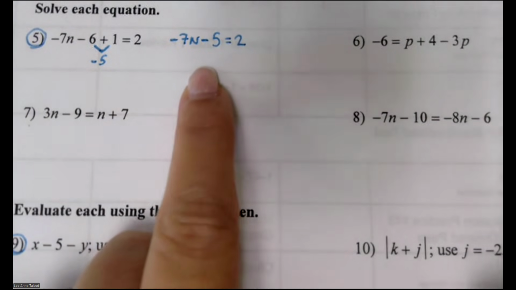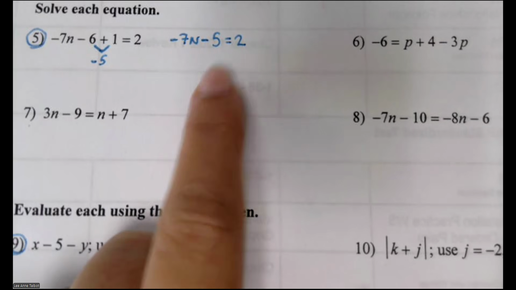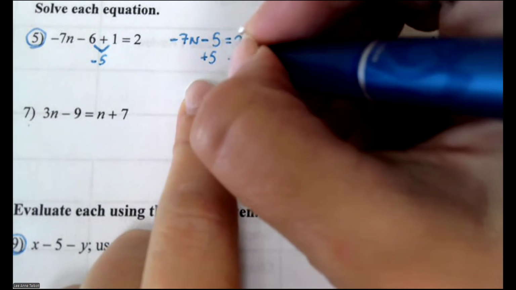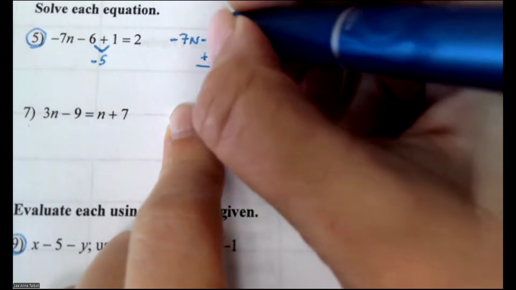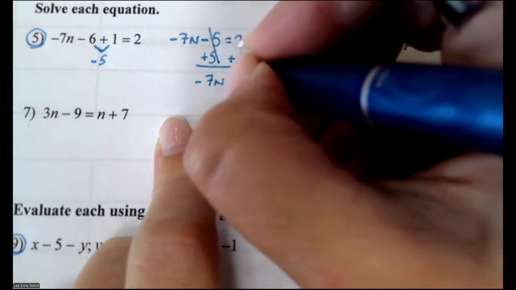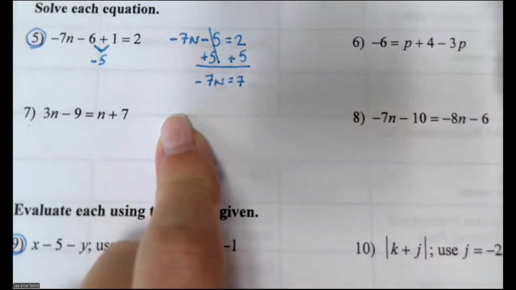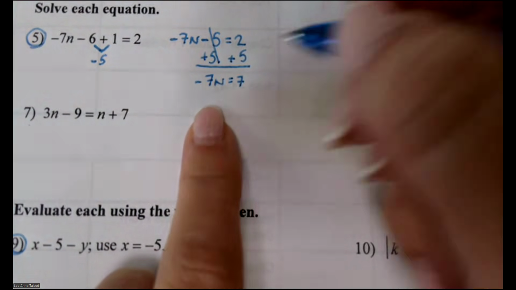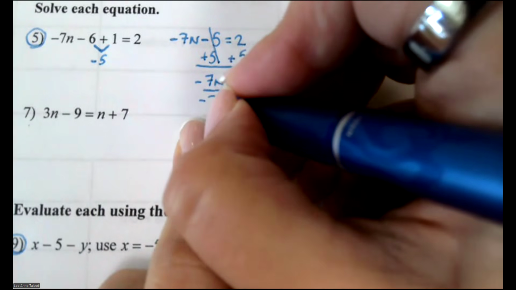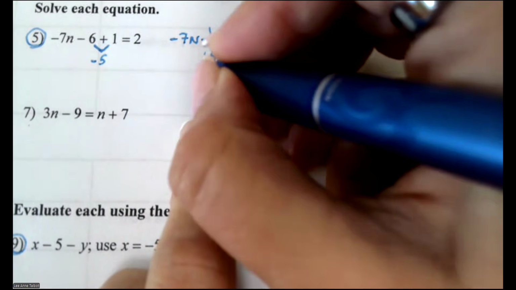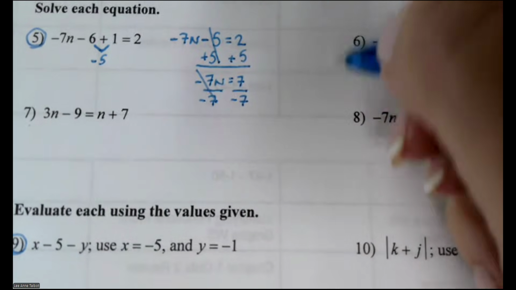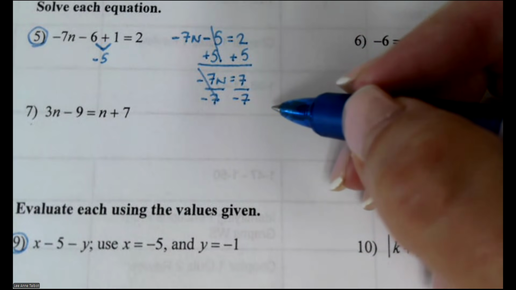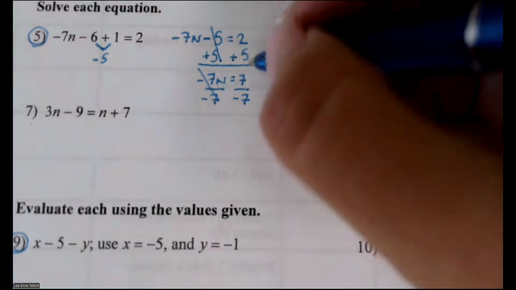And then this is the part where you start undoing. So the first thing you want to undo is the subtraction of 5. So you add 5 to both sides. And then this is multiplication, so you undo multiplication with division. What is 7 divided by -7? Yes, -1. Nice.